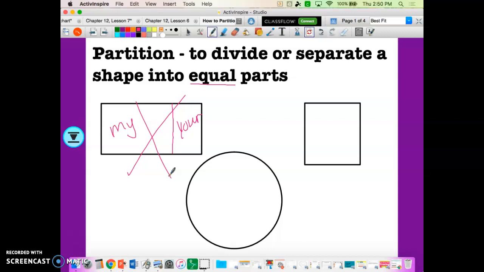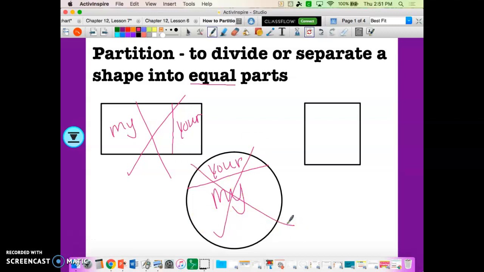We used the circle, and I said, okay, so this was my cookie. And I told you, oh, well, I'll give you a piece of my cookie. And I cut it here. And this was your piece. And this was my piece. Is that fair? No, it's still not equal. Those pieces are not the same size. So this is not an example.